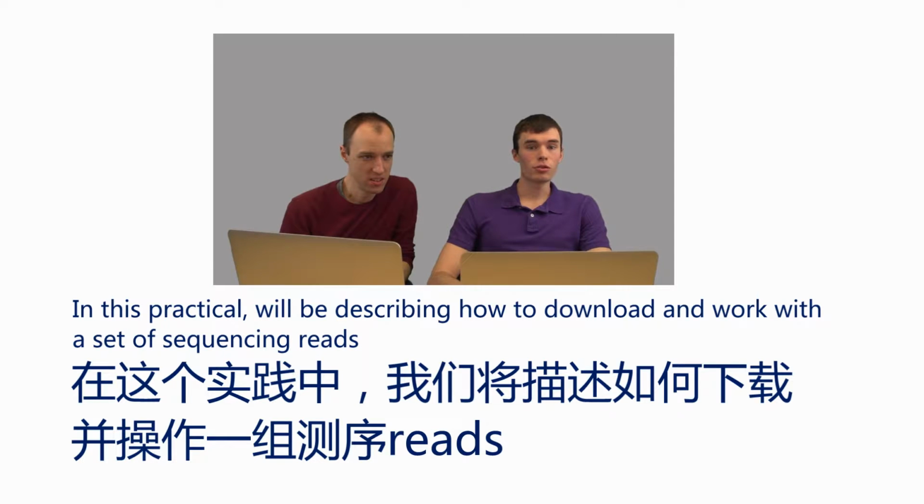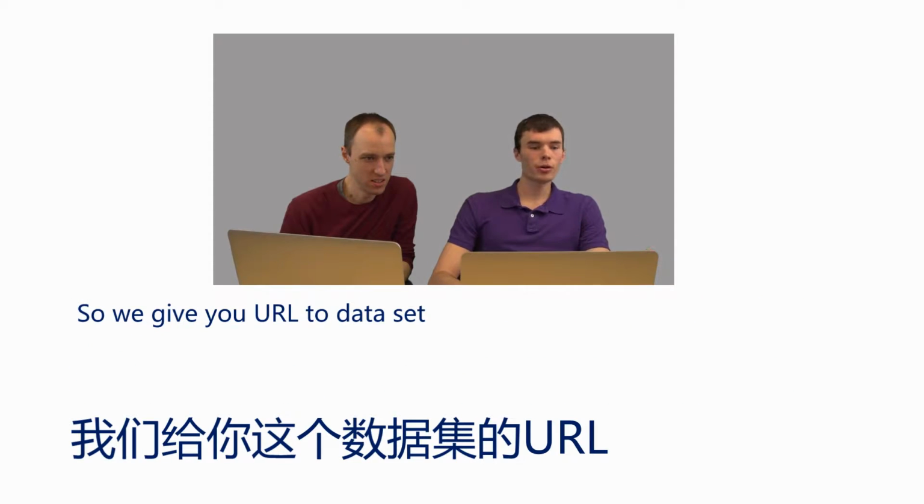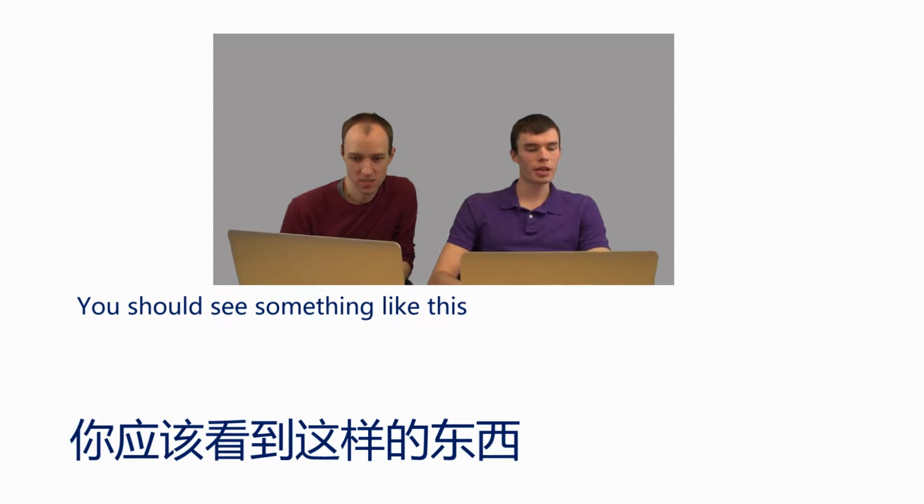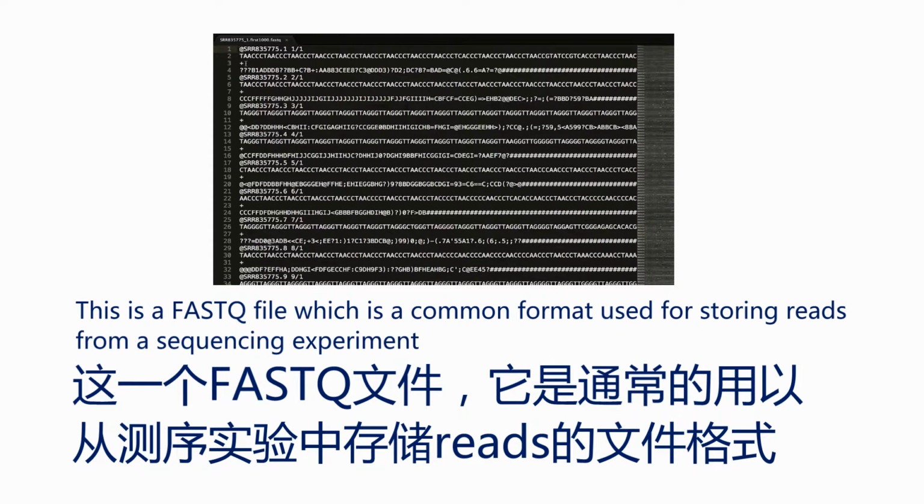In this practical, we'll be describing how to download and work with a set of sequencing reads. So we've given you a URL to a data set. If you download that file and open it, you should see something like this. This is a FASTQ file, which is a common format used for storing reads from a sequencing experiment.